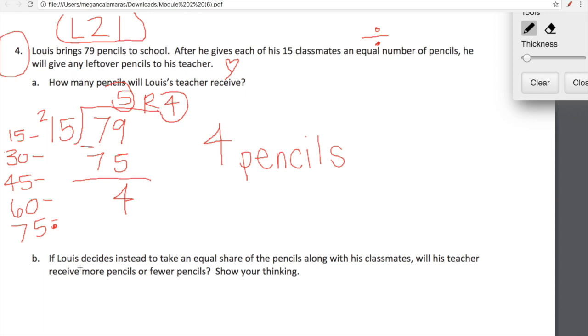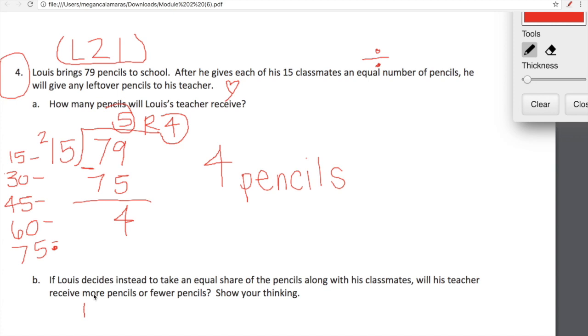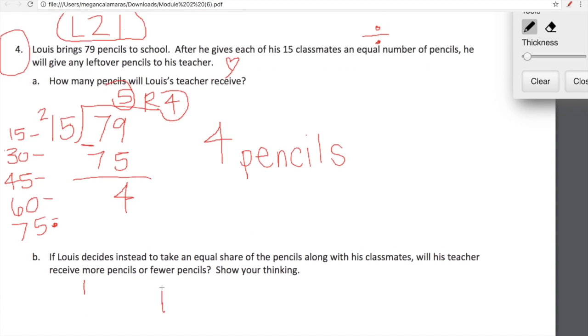Okay, let's look at B real quick. If Lewis decides instead to take an equal share of the pencils along with his classmates, will his teacher receive more pencils or fewer pencils? Show your thinking. Interesting. So what essentially is happening here is that up here he was just sharing his 79 pencils across 15 classmates. Now he's thinking, well, shoot, what am I going to write with? I need pencils.